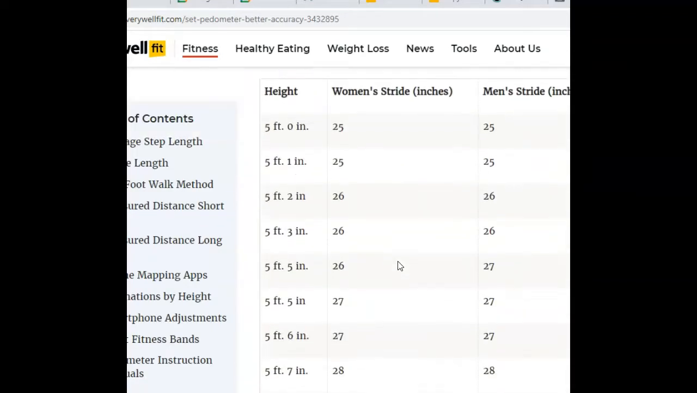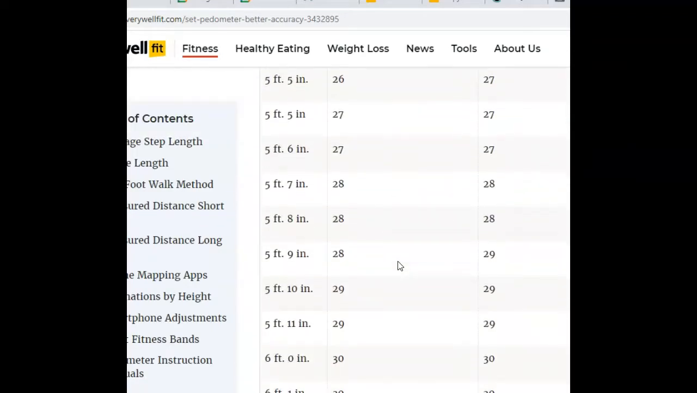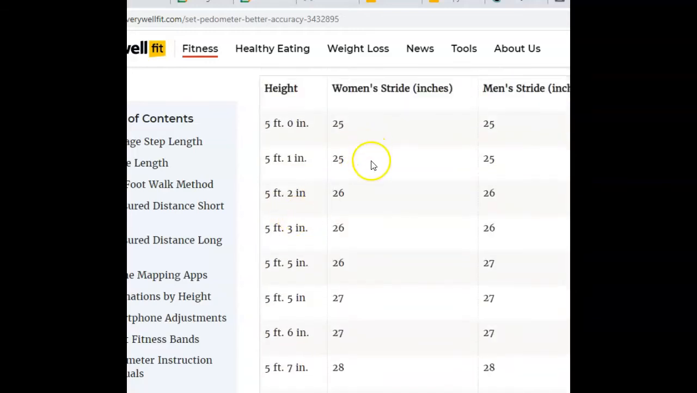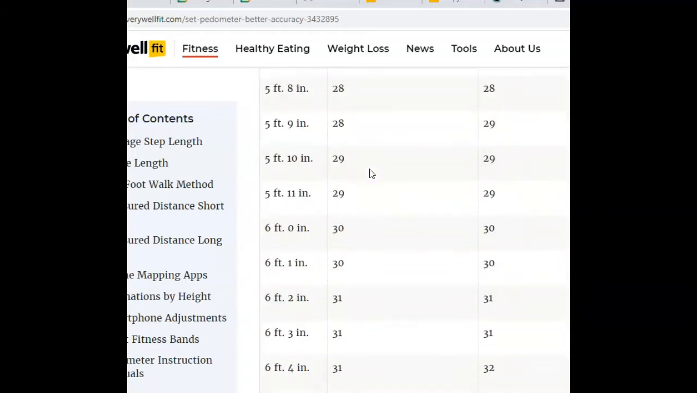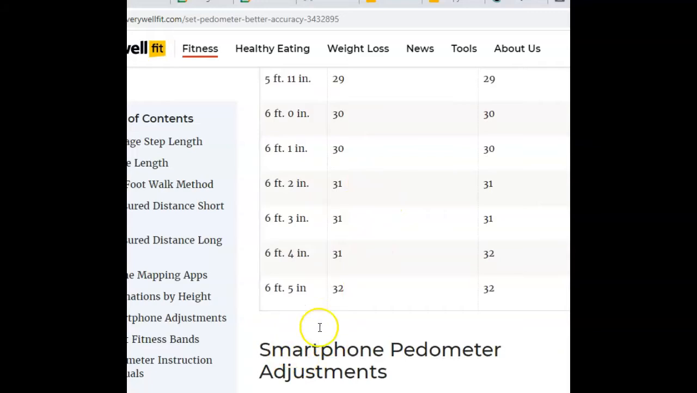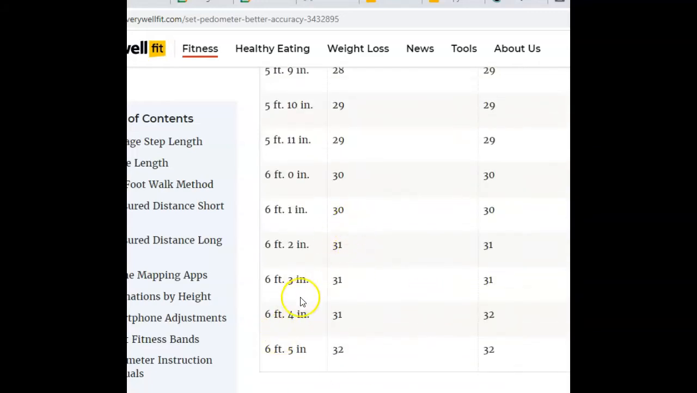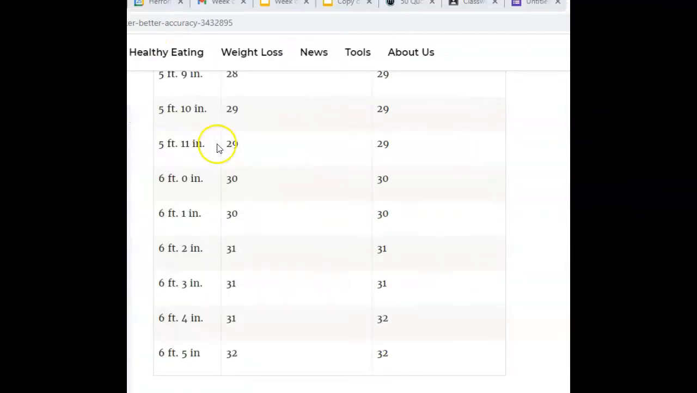There's that chart. There we go. Okay, so you can find your height on here in feet and inches, and find your stride length, and use that if you don't have a measuring tape to measure how far away you are from this tree. So I am 5 feet 11, so my average step is 29 inches. Let's use that for an example.